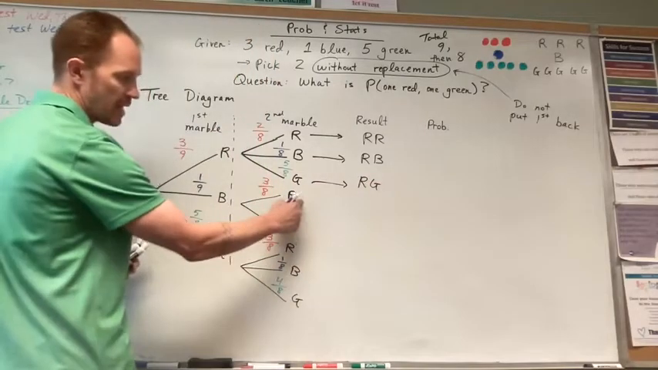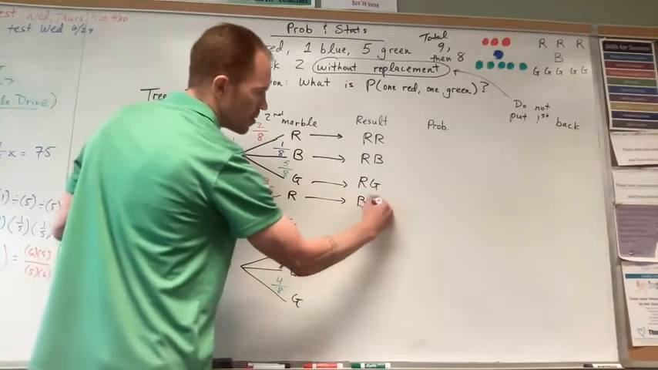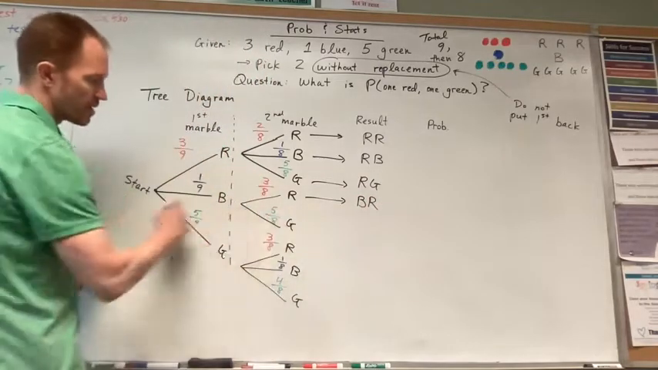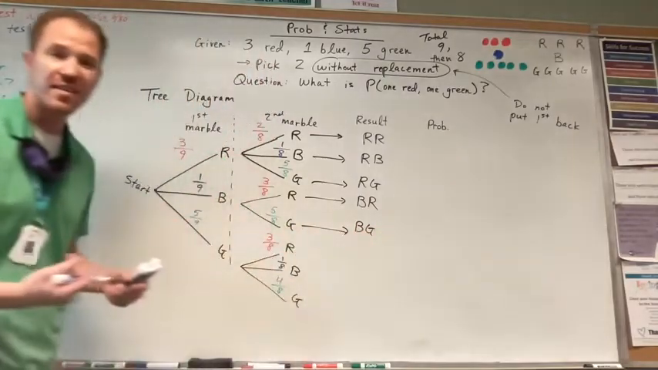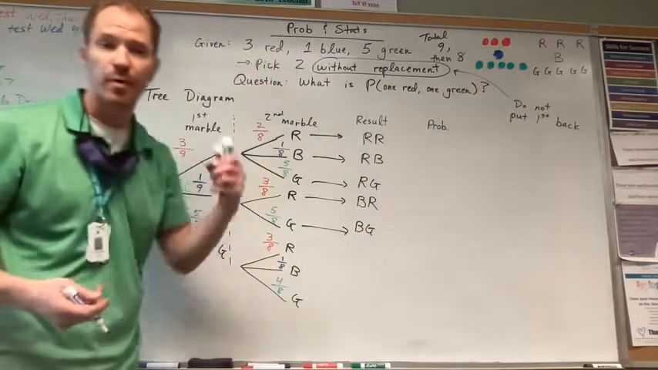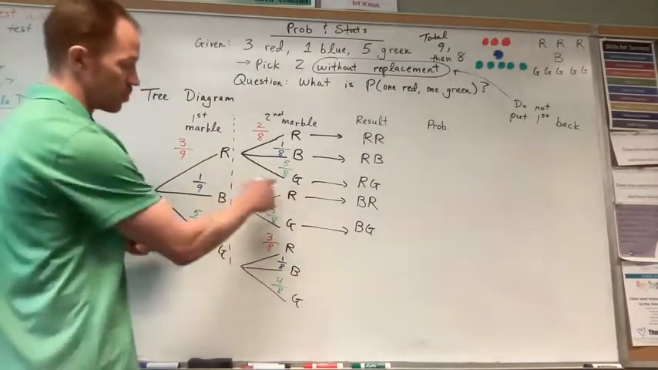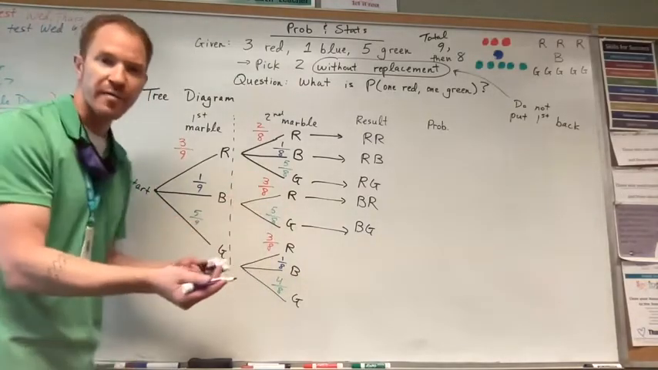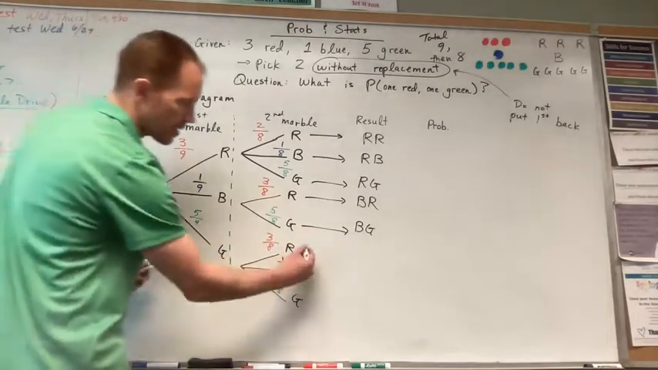If I end up here, that's blue, then red. If I end up here, that's blue, then green. Remember, we can't get blue twice because there's only one blue marble and we're not putting it back. That would be 0 if you wanted to include it. You could say, oh, we forgot blue. That would be 0 out of 8, 0%. It's impossible. And in here would be green, then red.